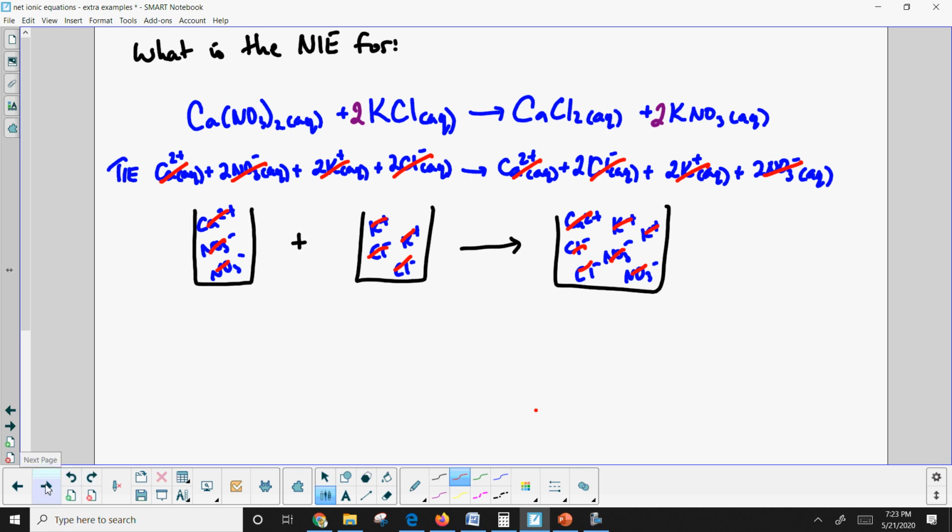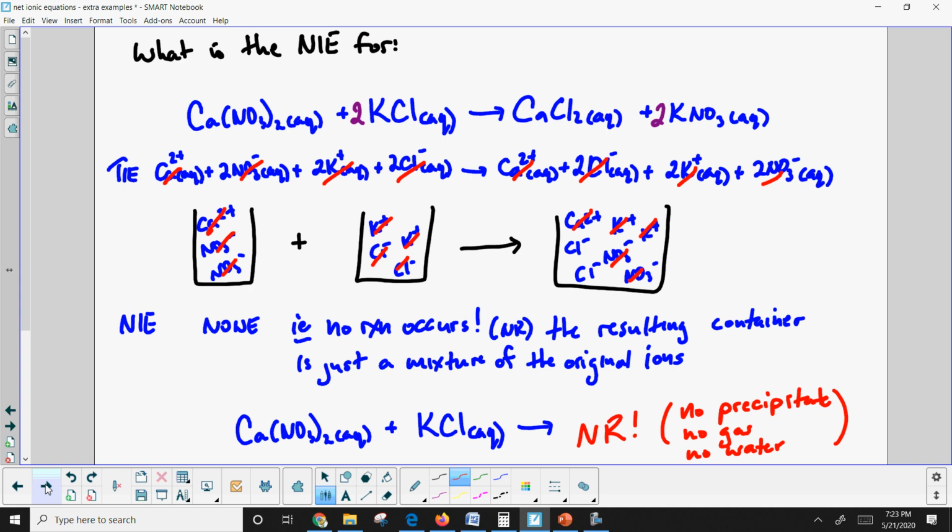What does that mean? It means that no reaction occurs. All I did is I had two containers with ions that are aqueous, and I simply mixed them to form another container that has just a lot of ions all mixed together. There's actually no reaction there. So again, what we'd write down is NR. You'd have no precipitate, no gas, no water, therefore no reaction occurs. Just a bunch of ions that are still in solution.